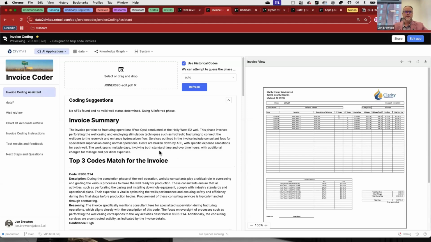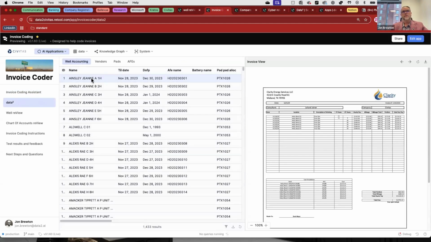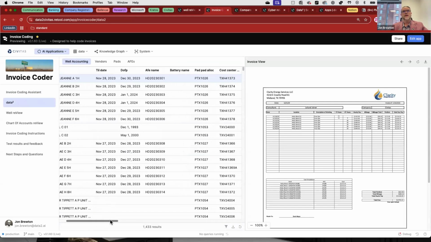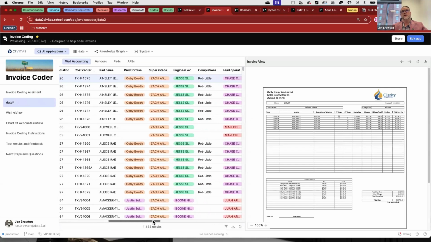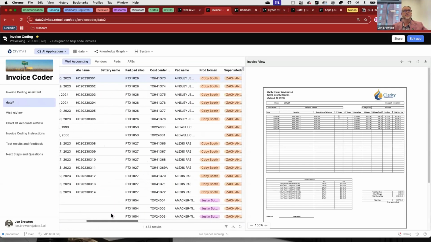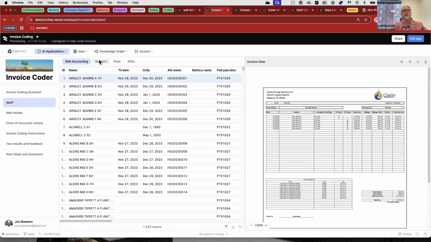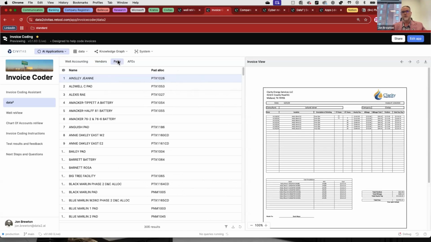Well, the first thing we'd need to do is aggregate all of our well accounting information. We'd need to be able to understand the AFEs, the battery names, the pads, the cost centers, the pad names, who worked on it, when they worked on it, where they were. All of these things are really important. Which asset hierarchy are we operating in? The vendors, the supplier numbers, the historical codes that they have charged on, the historical locations they worked on, the historical phases they worked on, the cost centers that they're allowed to charge on.